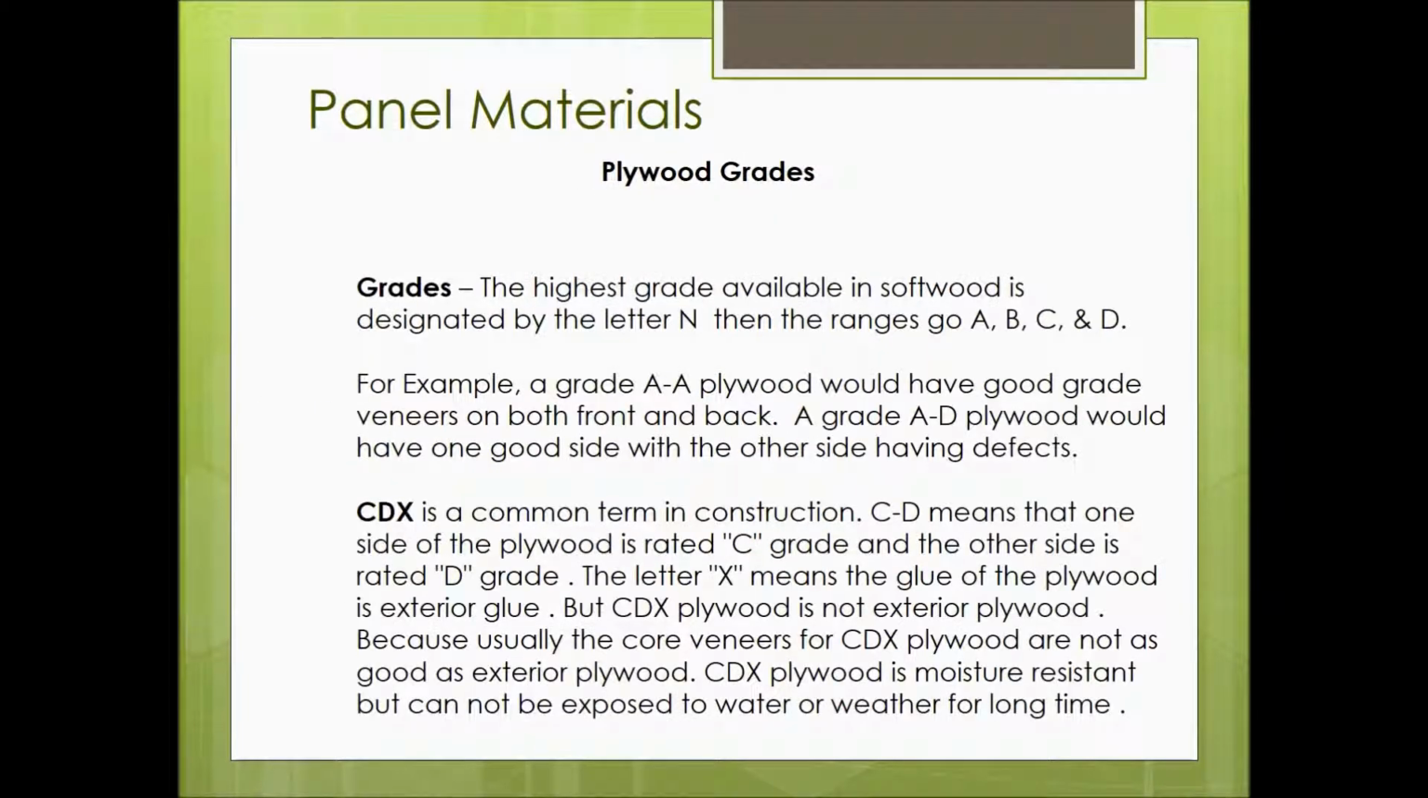Now, the grades of a plywood. The highest grade that a piece of plywood can receive is N, and then the next one is A, B, C, and D, with D being the worst. So if you had a piece of AA plywood, both sides would be really nice. If the grade was AD, then you would have one good side and the other side would have defects.